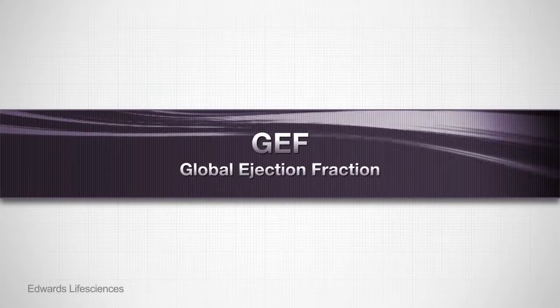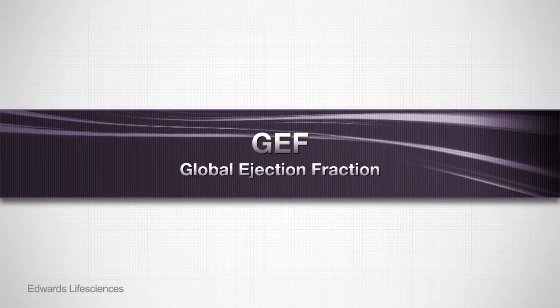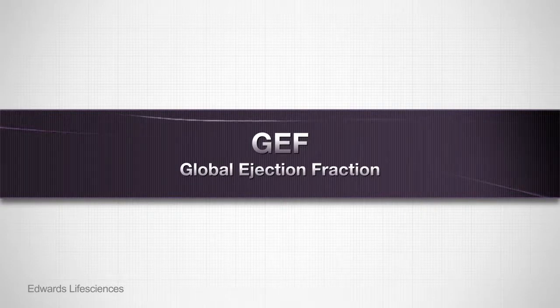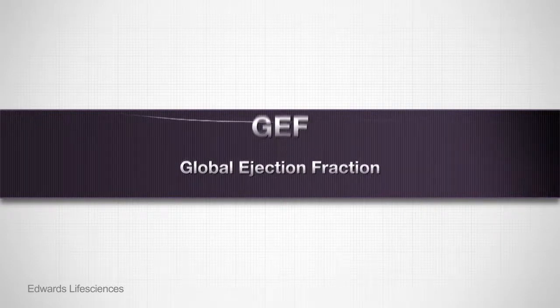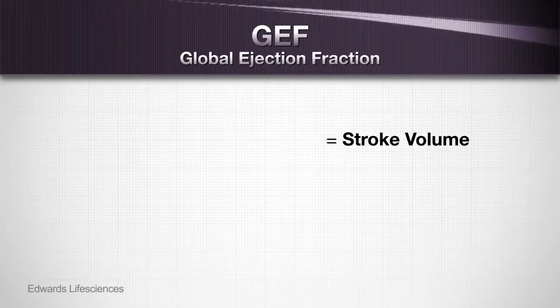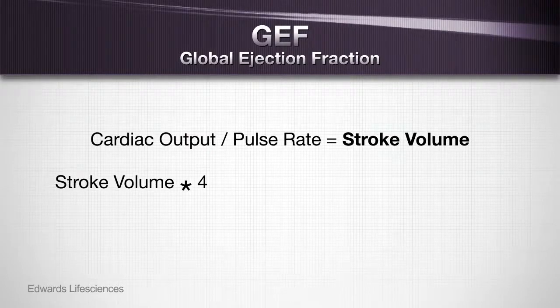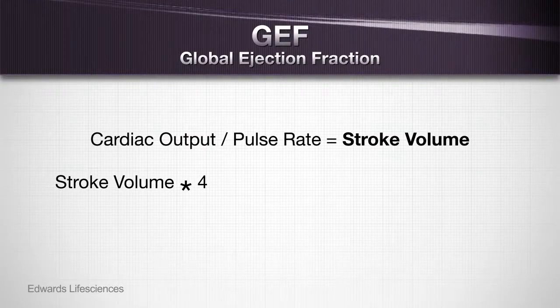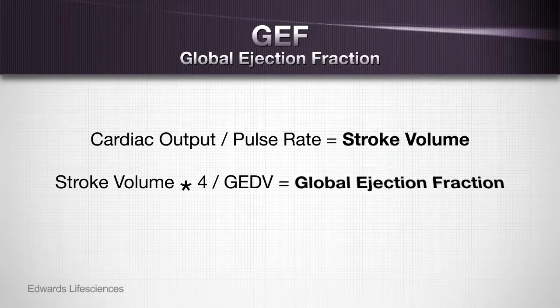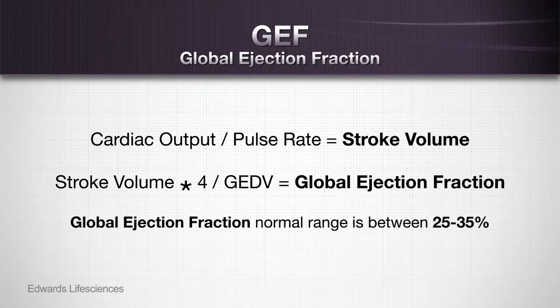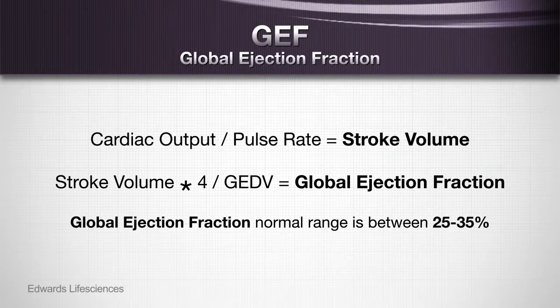Finally, global ejection fraction, or GEF, can be used to assess the patient's ventricular contractility. GEF is calculated by combining the calculation of stroke volume, which is the cardiac output divided by the pulse rate. Stroke volume is multiplied by 4 to account for the 4 chambers of the heart, then divided by GEDV. Normal range for global ejection fraction is between 25 to 35%.